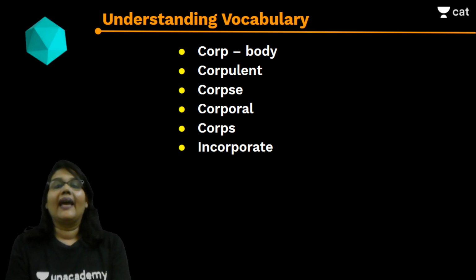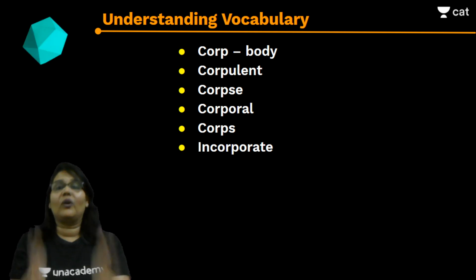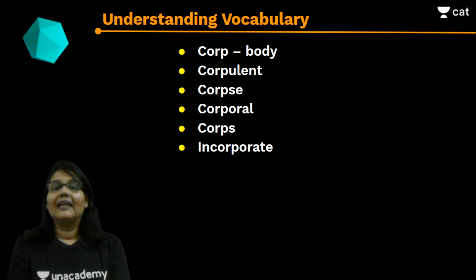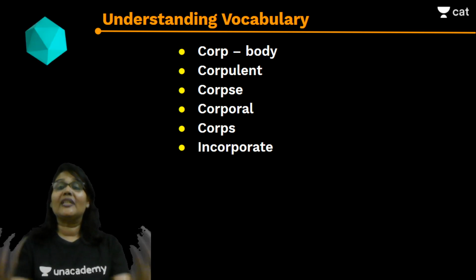Okay, so you want me to explain this in Hindi? So corp is body, body of course शरीर होता है, right? Corpulent मतलब मोटापा, right? मोटापा is linked to शरीर, right? Then you have corpse, dead body, amrit deha. Then you have corporal. Corporal means physical punishment. When you are beaten, that's a physical punishment, right? Marna, peetna, right? That's a corporal punishment. Corps means a group. And incorporate, as I told you, something which is included in the body.